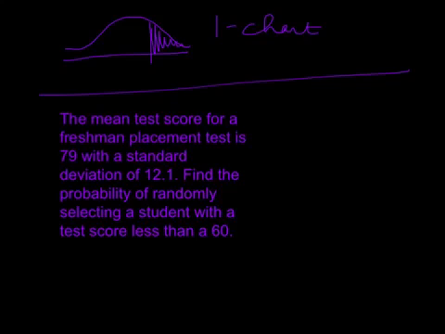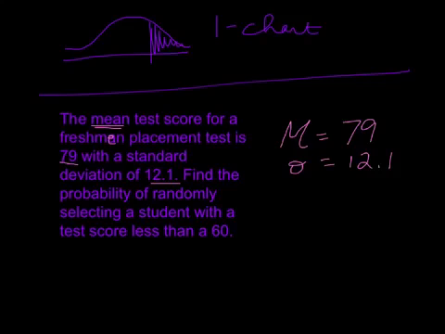So basically, let's look at the key part. They gave us the average, or the mean, test score for a freshman placement test. So the mean is 79. They gave us the population mean, or we don't even care what kind of mean. They gave us the mean, which is 79, and they gave us the standard deviation, which is 12.1. You need both those pieces.